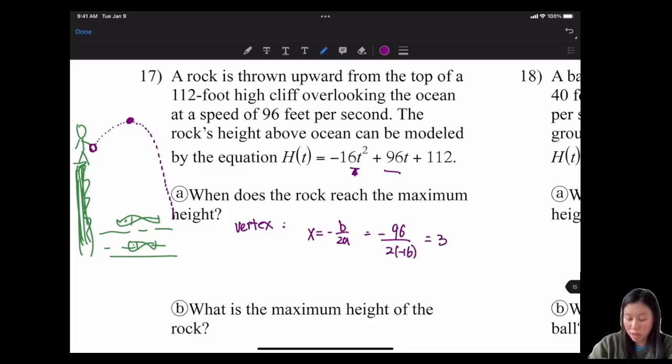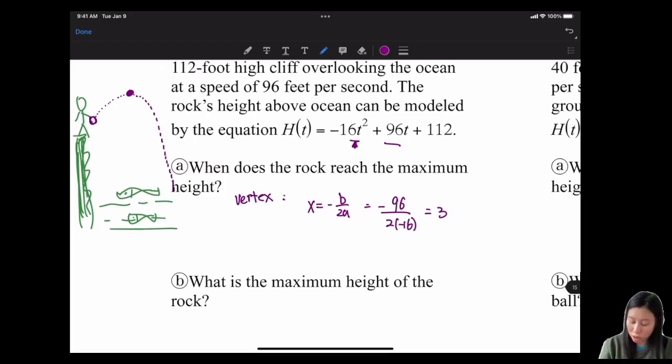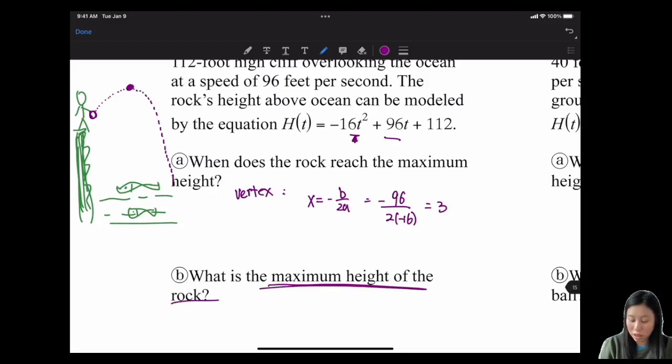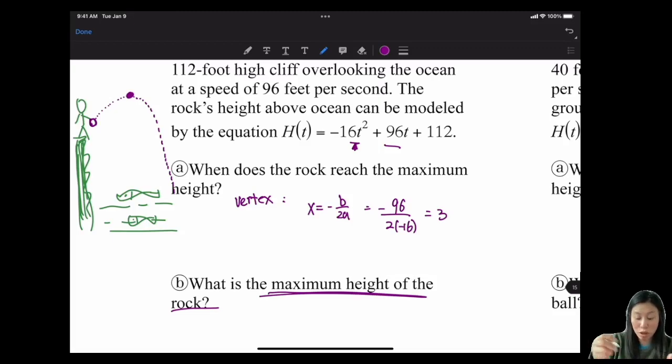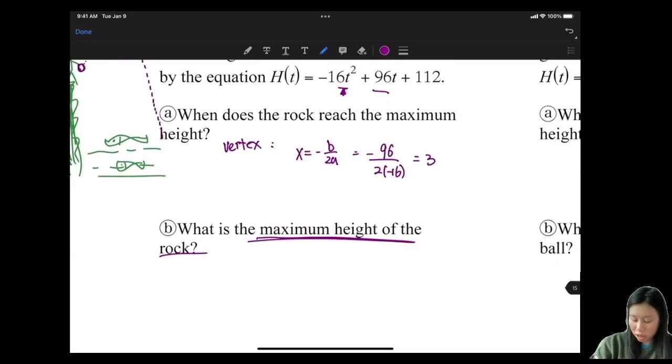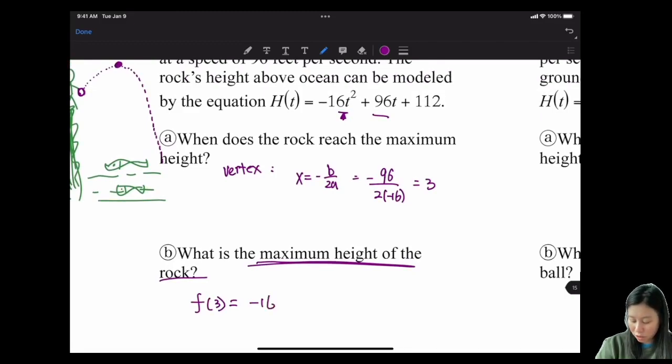Equals 3. That means 3 seconds after you throw the rock, it's going to reach the maximum height. Now they ask what the maximum height is. Maximum height is again related to the vertex. When you see maximum or minimum, it has something to do with the vertex. So I substitute the time into the equation: negative 16 times 3 squared plus 96 times 3 plus 112. So the maximum height is 256.